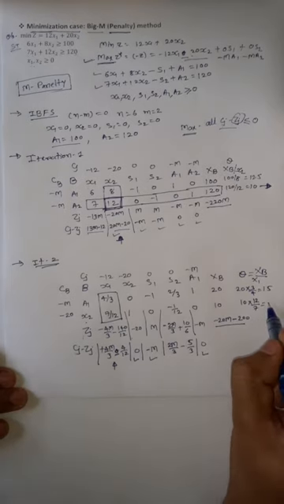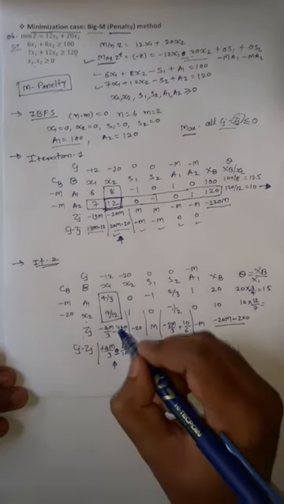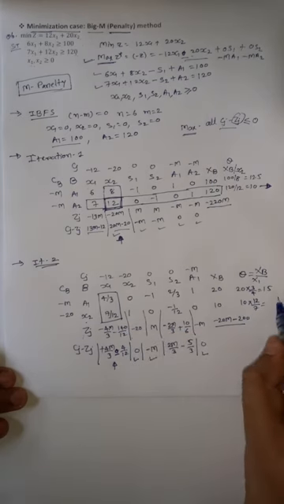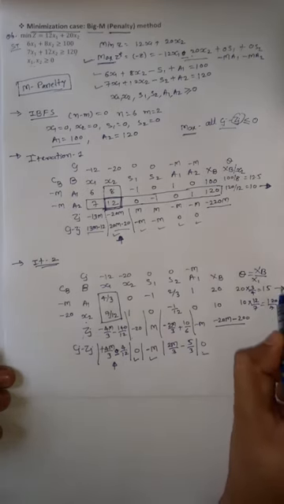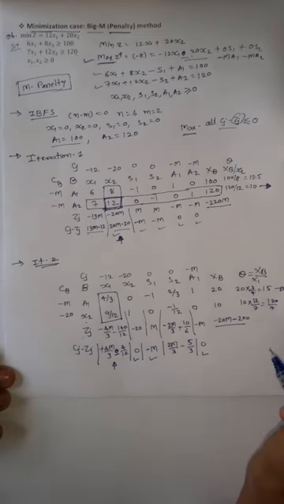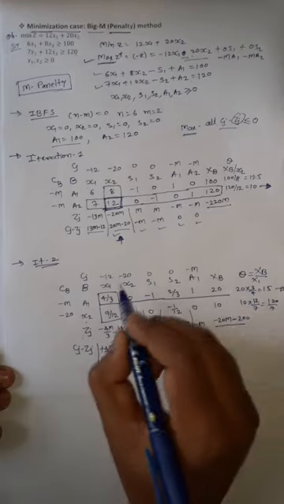So it will be 20 by 7. Sorry, it is 10 divided by 7 by 2. So 10 into 2, so 20 by 7 here. So which one is the minimum value? The minimum value is here, 15. So 15 will be the outgoing variable, and the related row will be the key row.